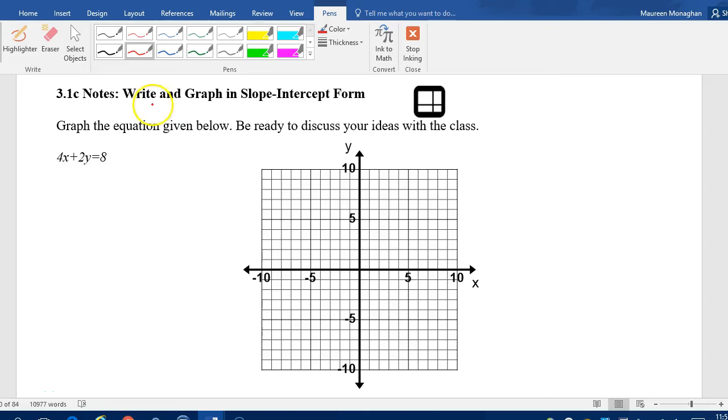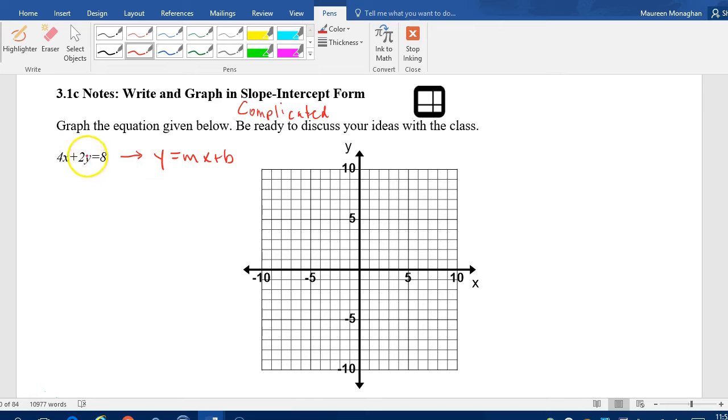The purpose of today's lesson is to write and graph in slope-intercept form. This is complicated. This is going to take some thinking. You're probably going to have to pause the video quite often, go back, and think about this, okay? Here's how it works. We have to rewrite this equation so it's in this form, y equals mx plus b.